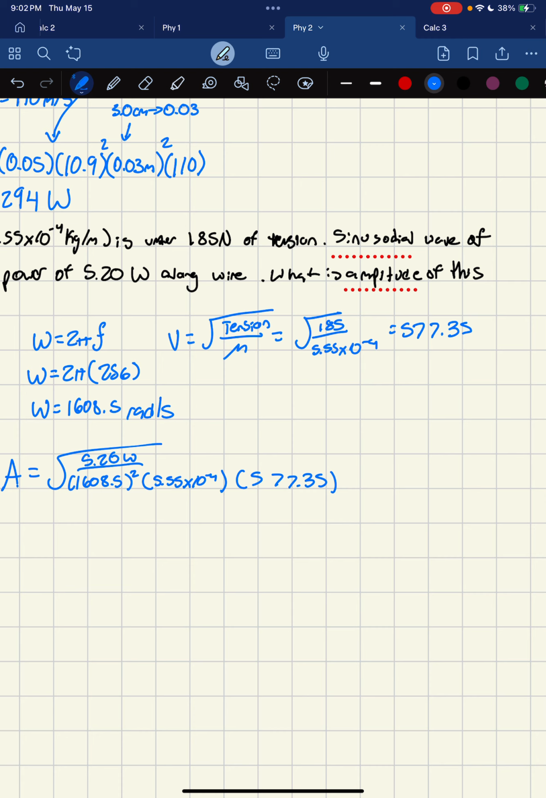Now I add this 577.35. So I get an answer of 0.0025 meters, but I have to convert this back into millimeters, so I multiply by 1,000, so 2.5 millimeters is my answer.